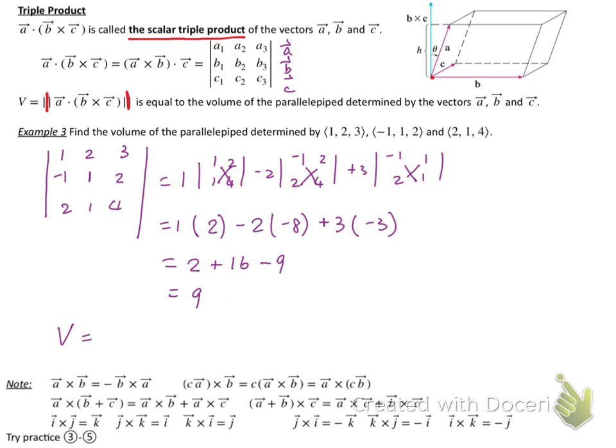Then the volume is, well, you already have positive, so it doesn't really matter. But in general, when you are having the number which could be negative, you take the absolute value of the number, which remains positive. That is the volume of this parallelepiped.